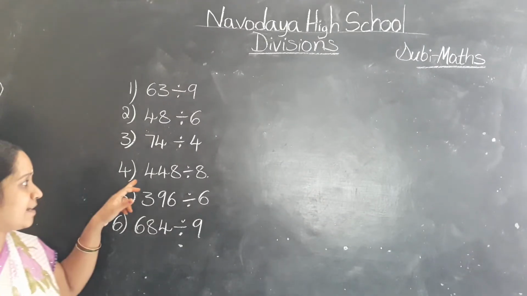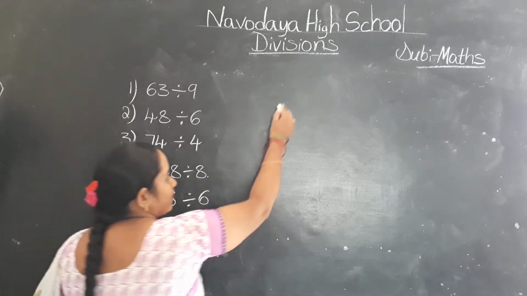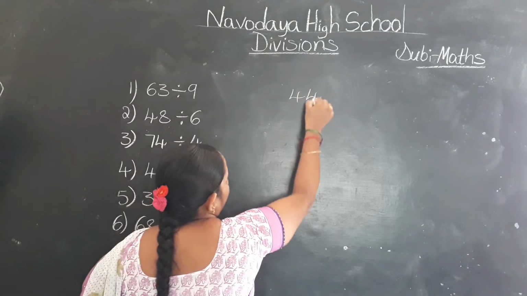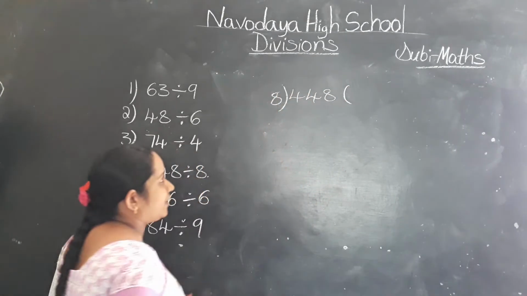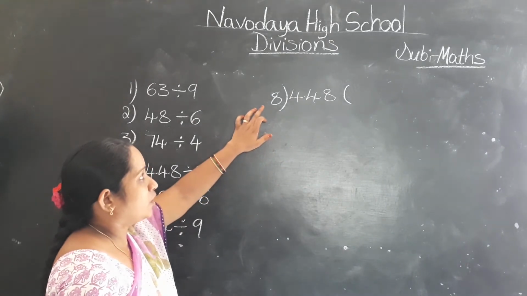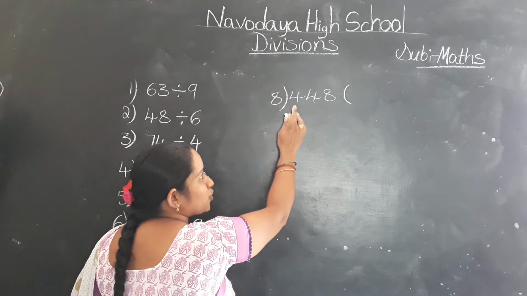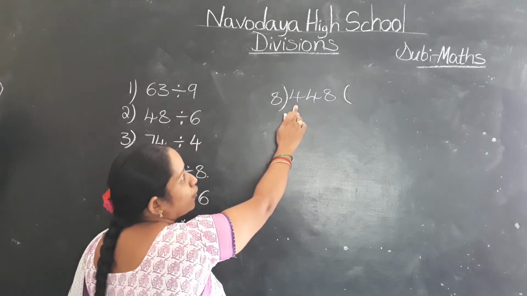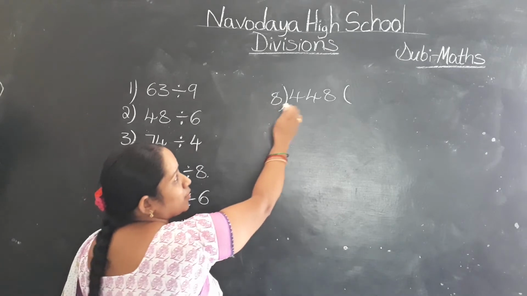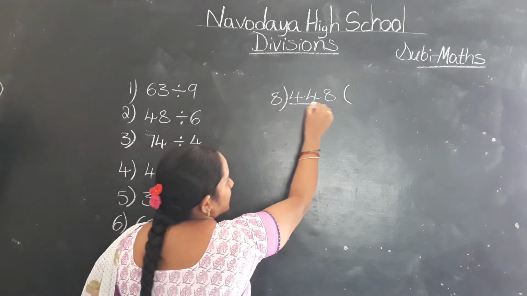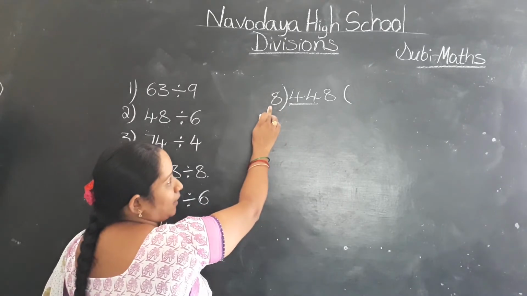Okay children. Next one. 448 divided by 8. Divide with 8. So here this is a 3-digit number. First choose the hundreds place. 4. This is lesser than the divisor. So division is not possible. That's why take 2 digits. 44. 40 for how many times in 8 table?